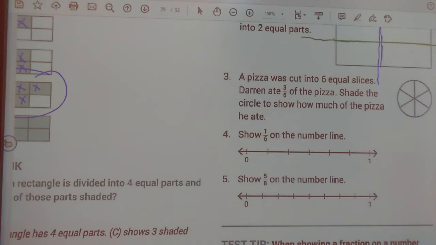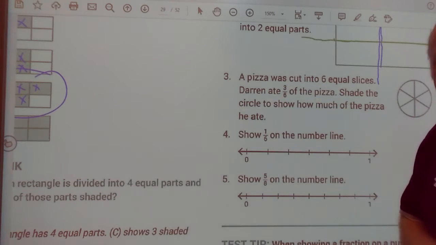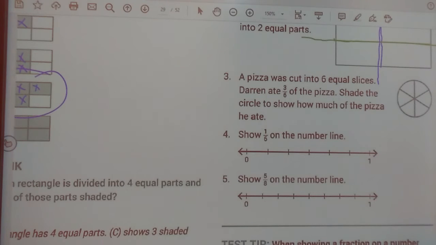A pizza was cut into 6 equal parts. 1, 2, 3, 4, 5, 6. Now, shade the circle to show how much of the pizza he ate. Darren ate 3/6 of the pizza.